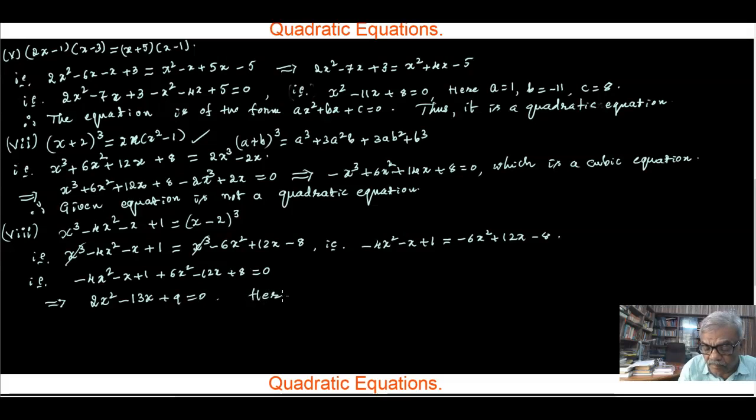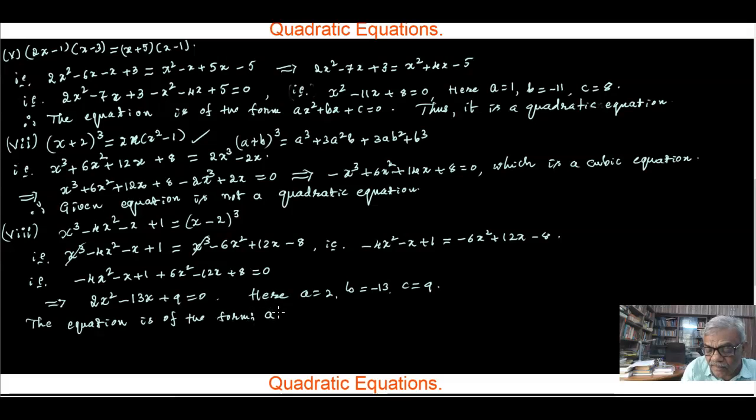Here a is equal to 2, b equal to minus 13, and c is equal to 9, and therefore the equation is of the form ax square plus bx plus c equal to 0, and thus the given equation is a quadratic equation.